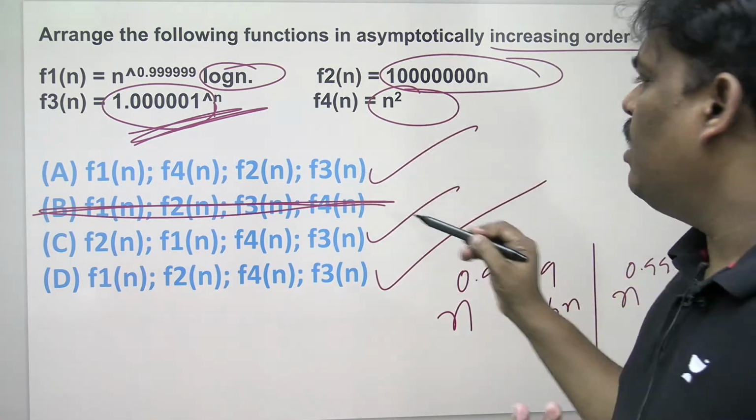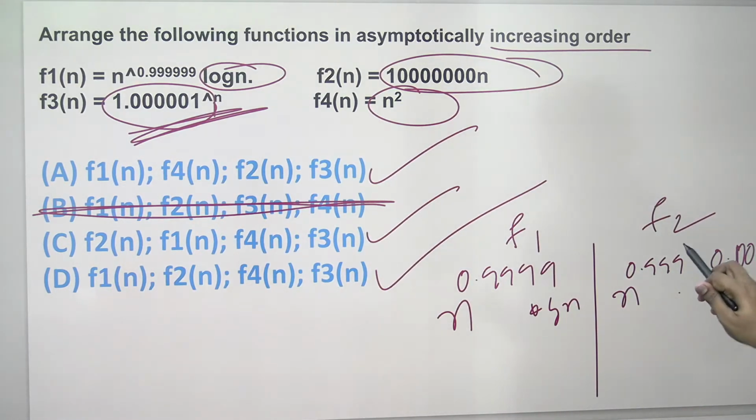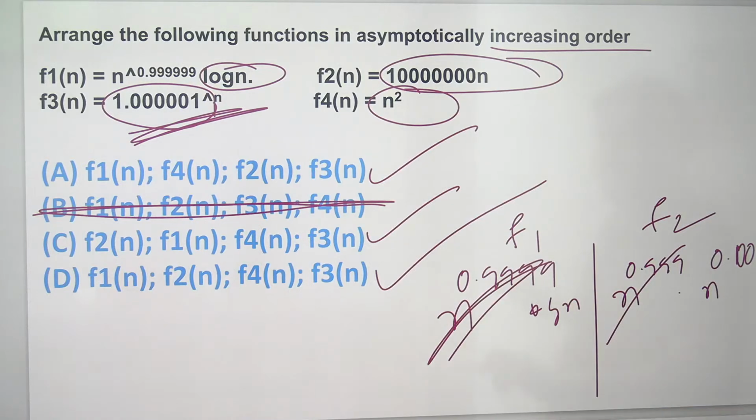So I'm talking about F1, I'm talking about F2. I think the common part cancels. So remaining here, if you observe, log n. But remaining here, if you observe, n power 0.001, remember this is bigger. One is logarithmic, one is linear. So F2 is bigger.